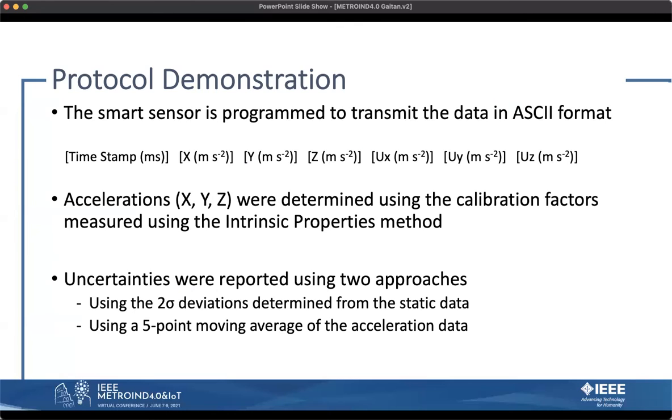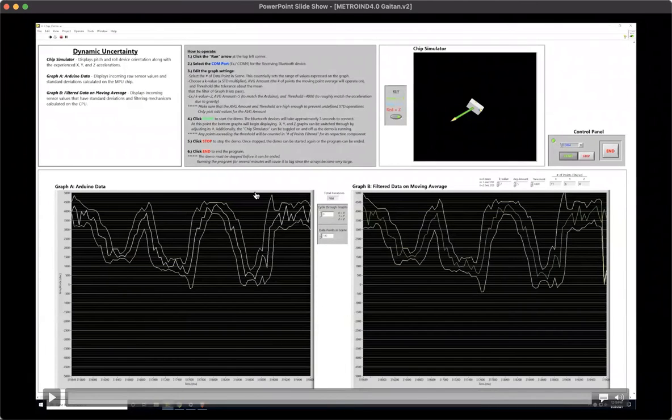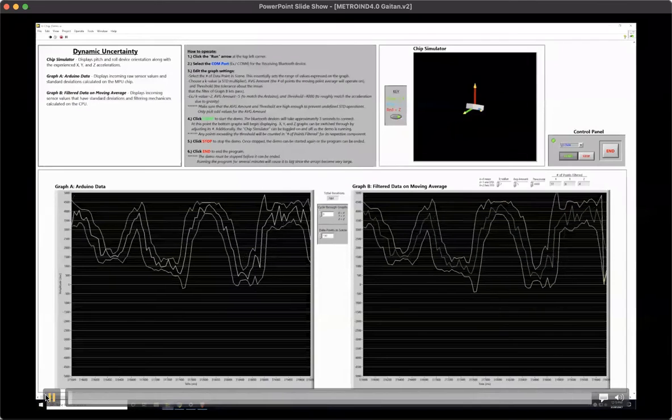In this demonstration, we'll also show another approach, looking at a 5-point moving average of the readings as we go along. You can think of this as the point we are at at this time that we're reporting, and then we take the 4 additional points before it, so we can start to look at the trend and what is happening with the signal as it's coming along. So here we have a program. This is the LabVIEW program, and this is a movie that I'd like to run for you.